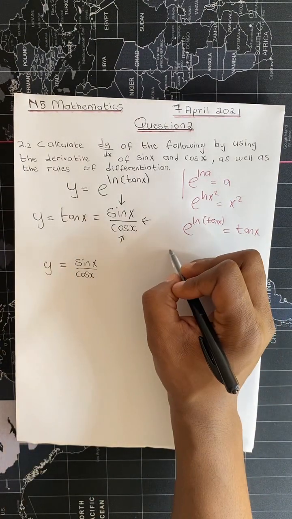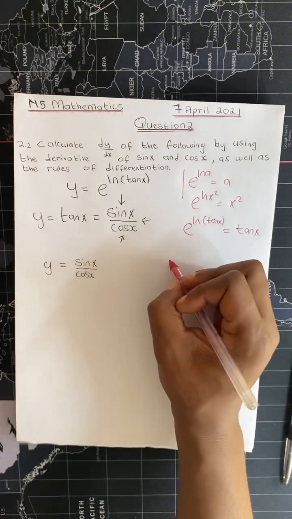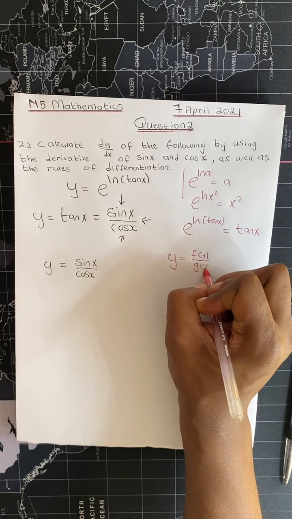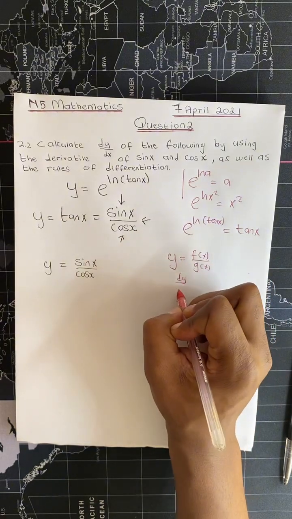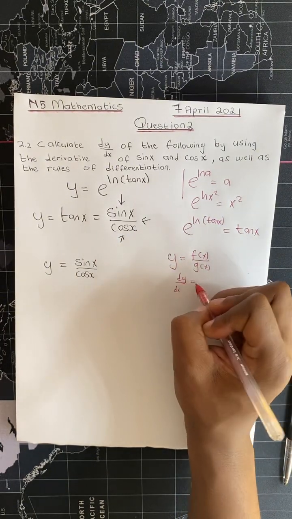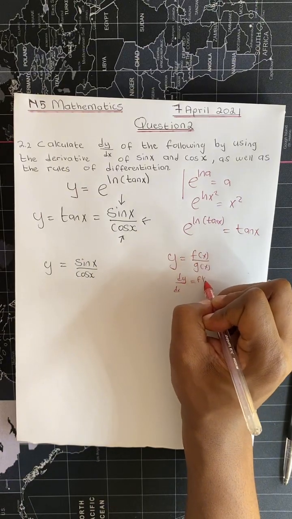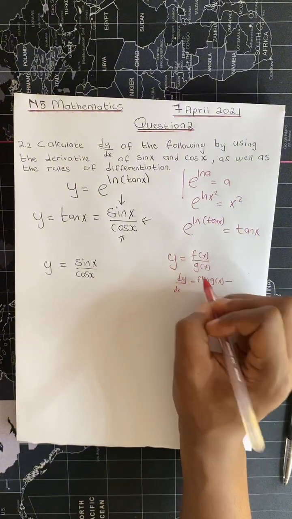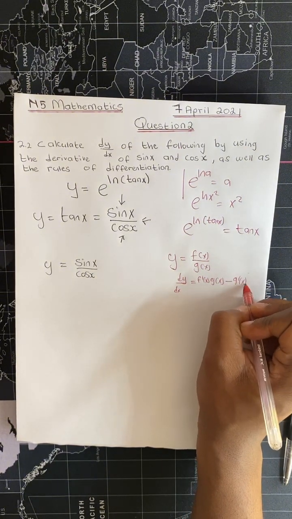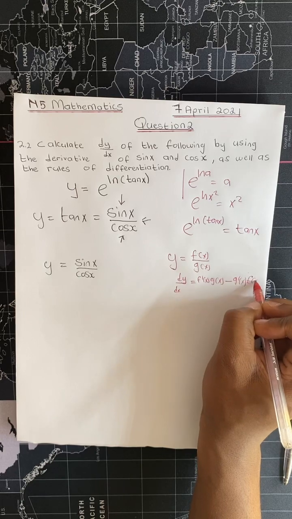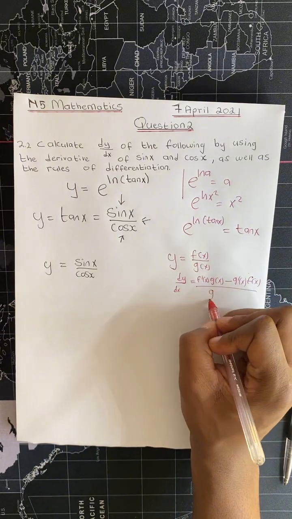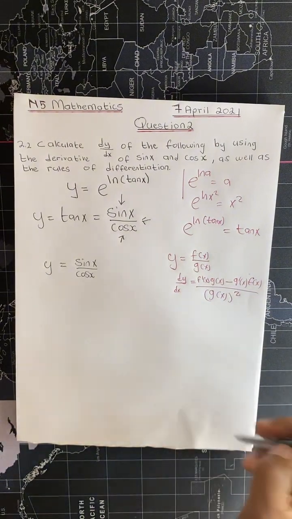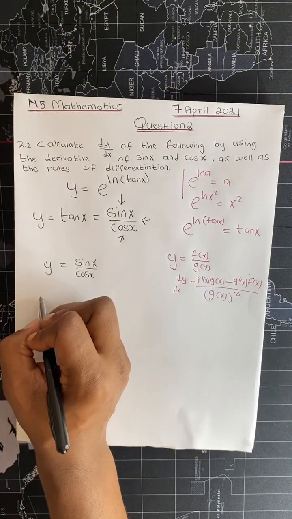So the quotient rule: if you had y is equal to f of x over g of x, the derivative of y with respect to x will be equal to the derivative of f of x multiplied by the g of x minus the derivative of the g of x multiplied by the f of x, all divided by g of x squared. So we use this quotient rule with this quotient.